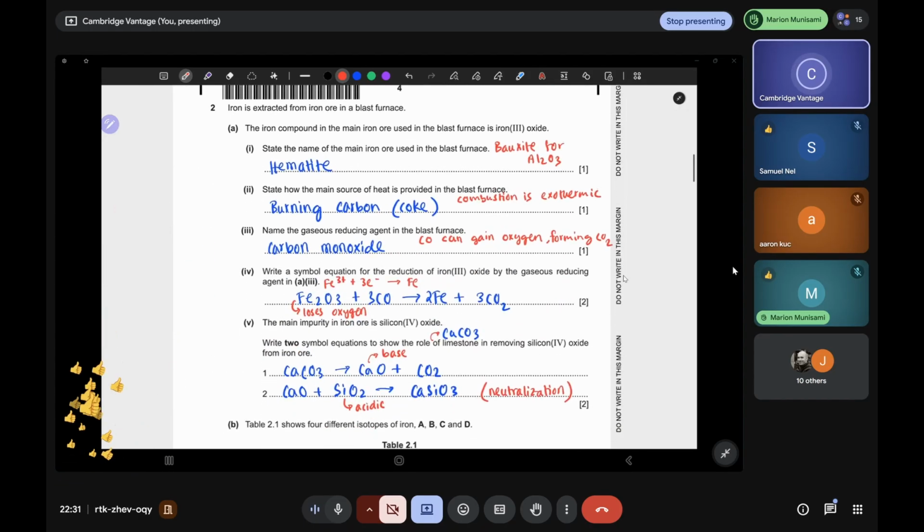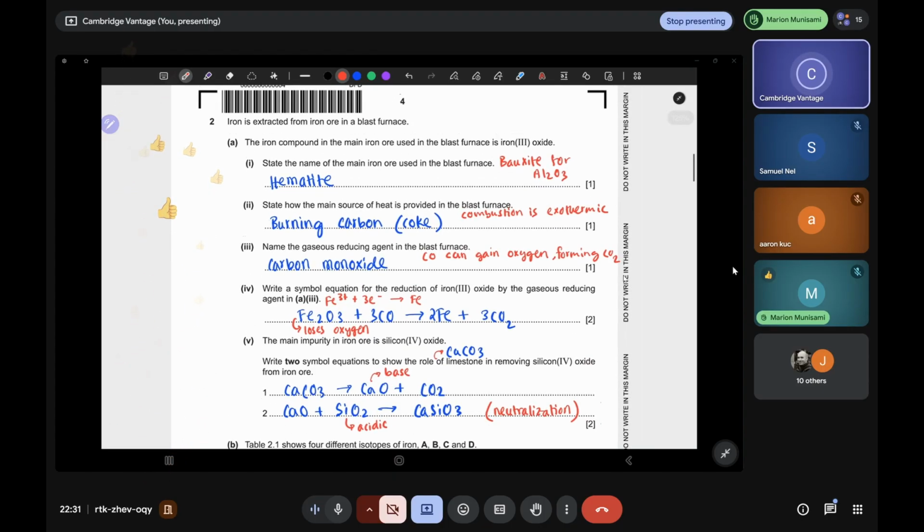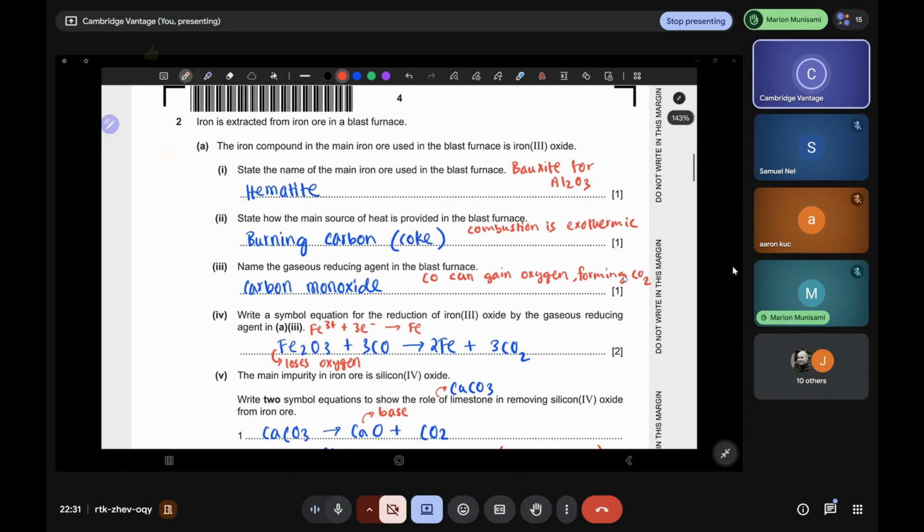Alright, thank you everyone. Okay. So we move on to question number 2. And what is question number 2 about? It's going to be about extraction of metals.